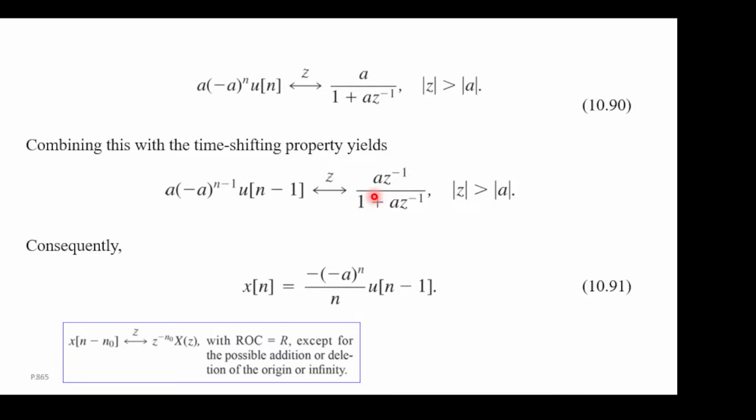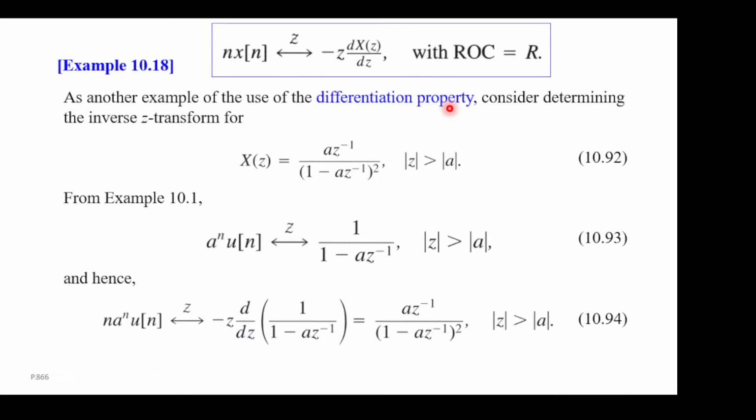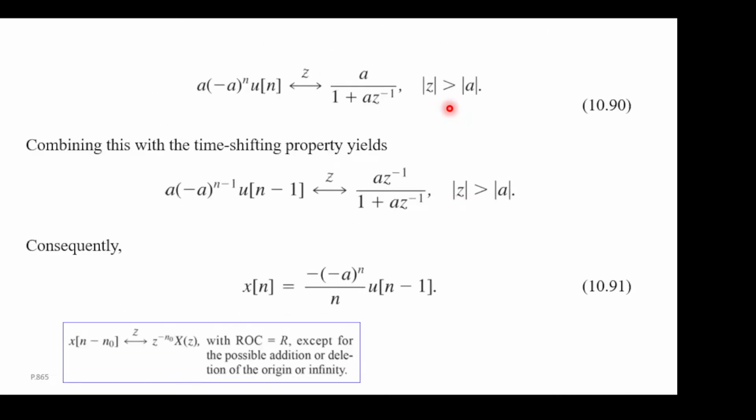Wait, I'm a little confused. Oh, yeah. So this is our favorite 10.1 example with a actually equal to minus a. Okay, so it's a little confusing. So we have a to the n u of n become 1 over 1 minus a z minus 1, right? So this minus a, we have plus a here, so we actually have the minus a to the n here times u of n. And also this a, then we can just by linearity get this extra a here. So that's the same, and with the same ROC. And then we use the time shifting property, because here we also have an extra z minus 1. We use the time shifting property to get all this z minus 1.